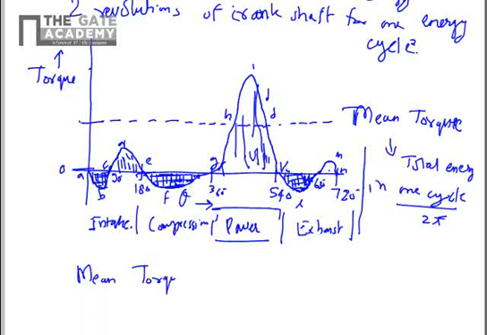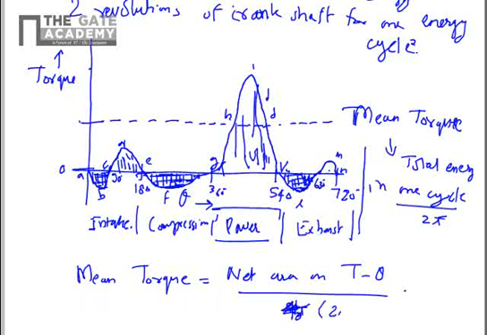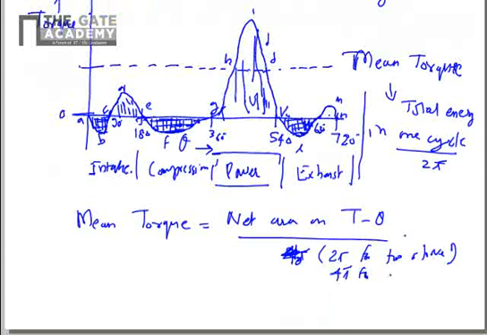Here we define the mean torque. This also applies for the steam engine earlier. The mean torque is net area on T theta diagram divided by 2 pi for 4 stroke. For 2 stroke or a steam engine, it will be just 2 pi. And for the 4 stroke, it is 4 pi. So because you are having 2 pi for 2 stroke and 4 pi for 4 stroke. If you can define engine with higher number of strokes, it will be that number of pi.